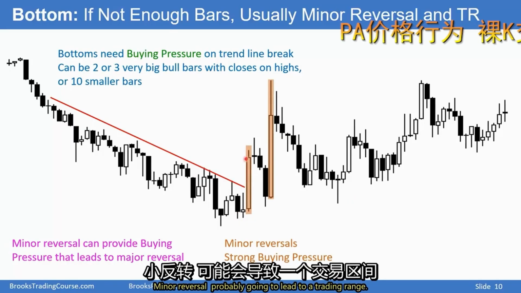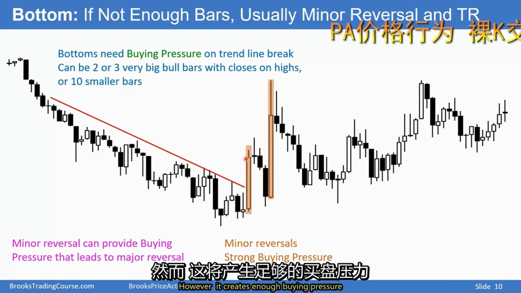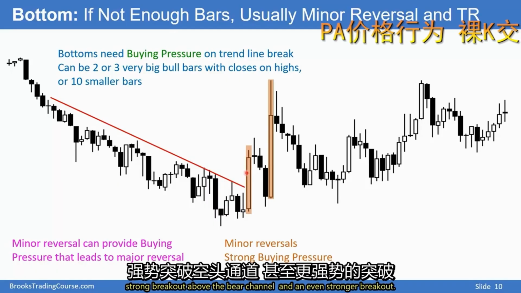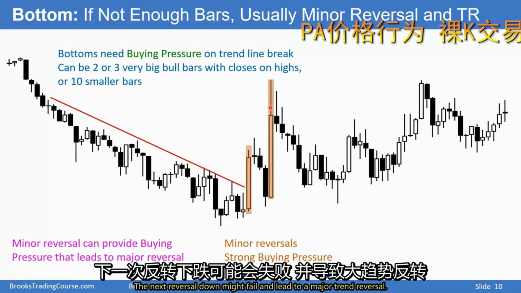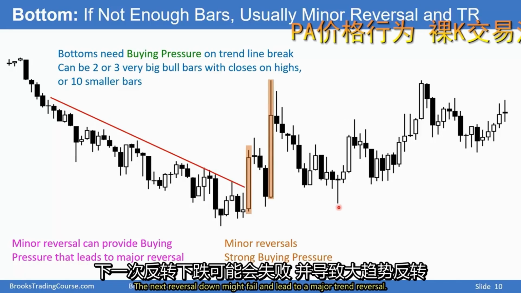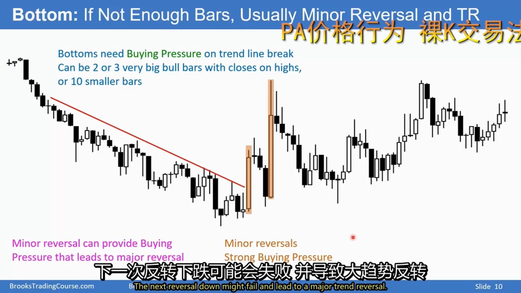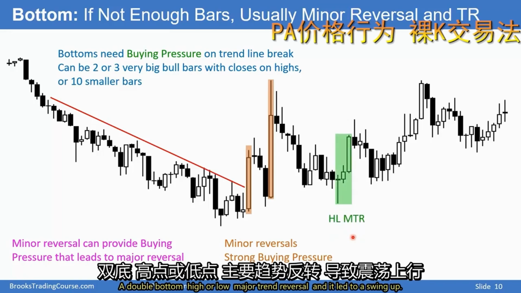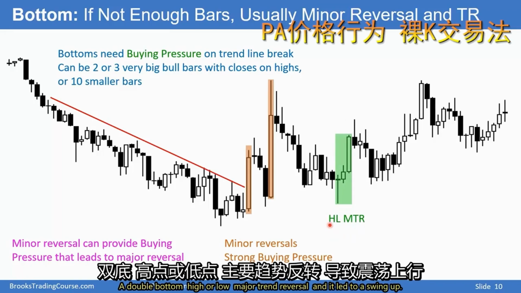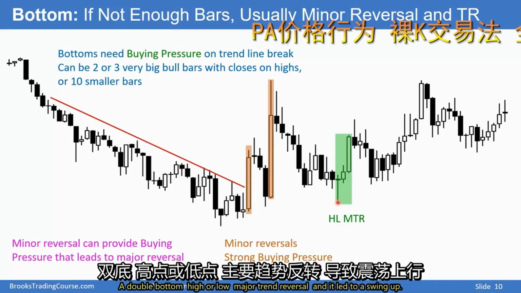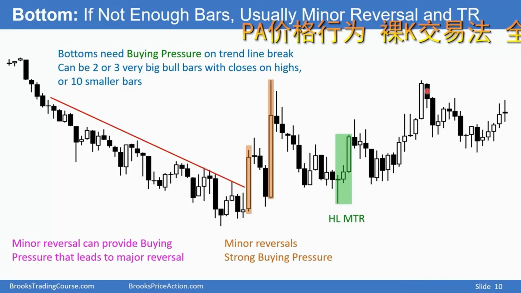Minor reversal, probably going to lead to a trading range. However, it creates enough buying pressure, strong breakout above the bear channel, and an even stronger breakout. The next reversal down might fail and lead to a major trend reversal. A double bottom, higher low, major trend reversal, and it led to a swing up.